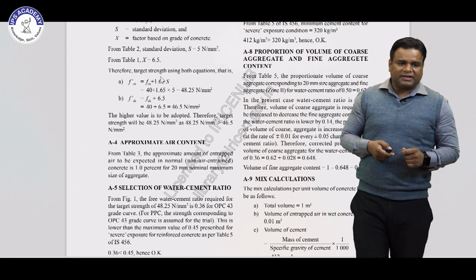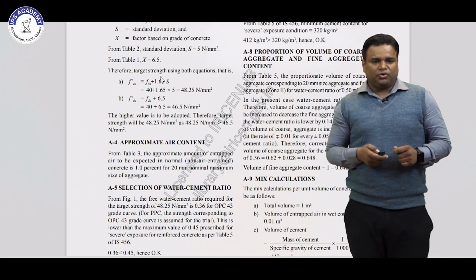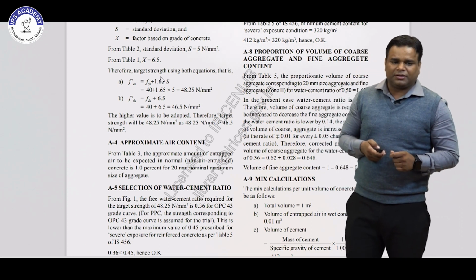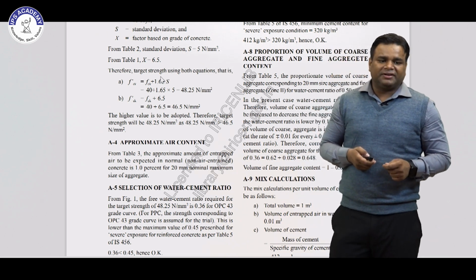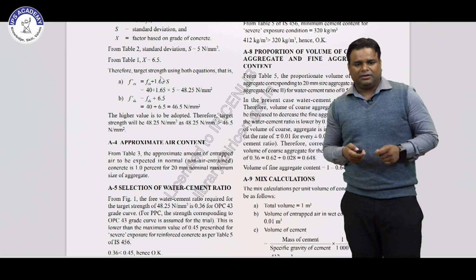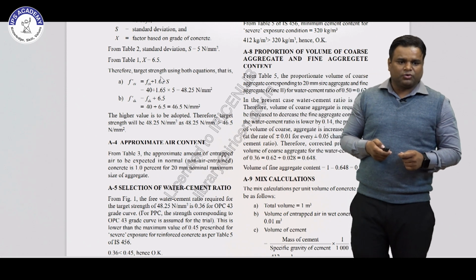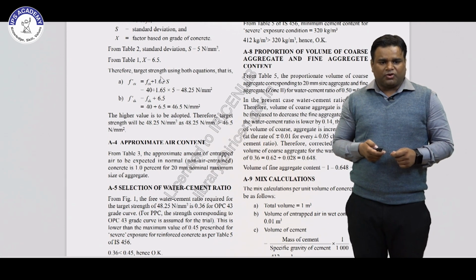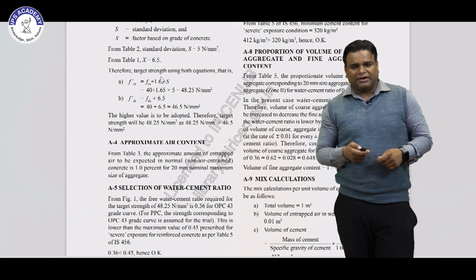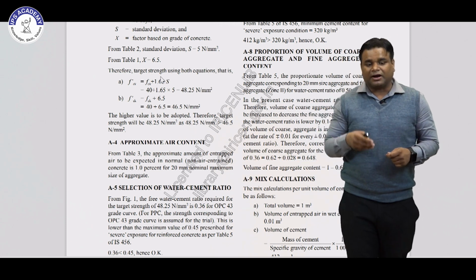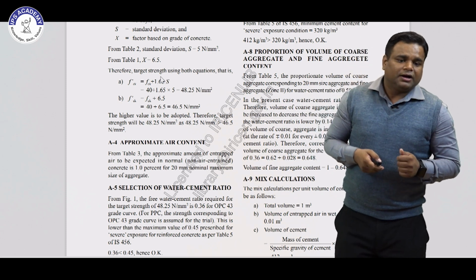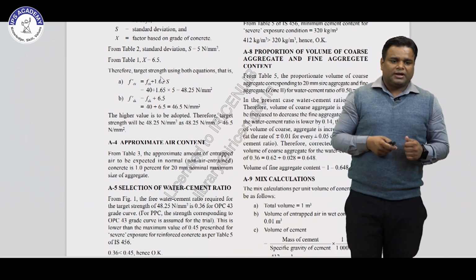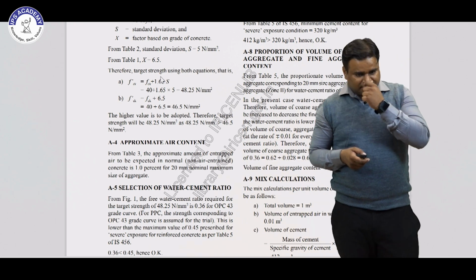Then the second point is entrapped air content. Here, for 20 mm nominal size of aggregate the percentage is 1. It is given in the clause. Then selection of water cement ratio. From figure 1 we have a graph. From that we will get the water cement ratio by target strength.